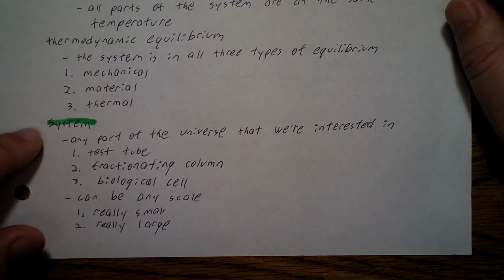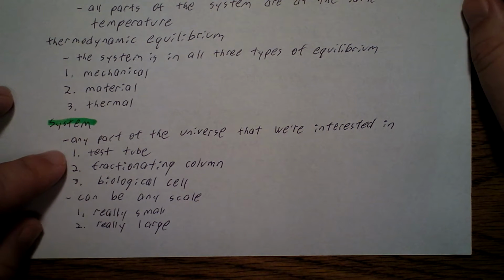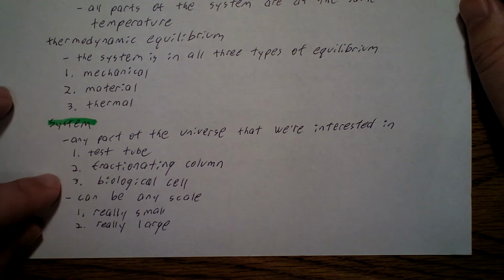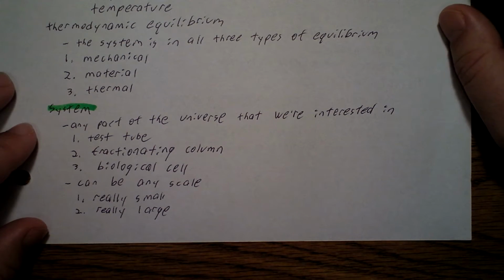Now, our system is whatever part of the universe that we are interested in, whatever we're analyzing. It can be the contents of a test tube, a fractionating column, or a biological cell. It can be any scale. It can be really small or really large, just whatever you want to analyze.